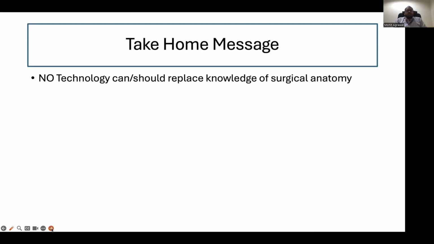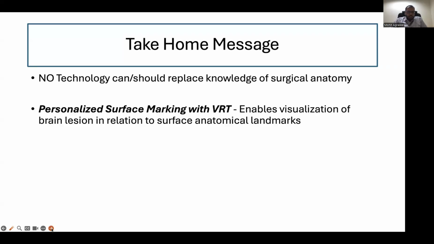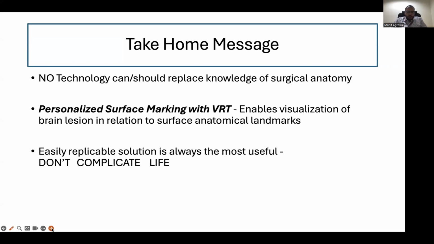So what's the take home message? No technology can or should replace your knowledge of surgical anatomy. That is paramount to have. No navigation or intraoperative MRI can ever replace your knowledge of surgical anatomy. VRT gives you a way of personalized surface marking. It enables visualization of the brain in relationship to the surface anatomical landmarks.